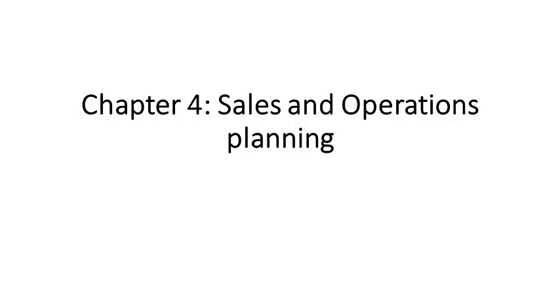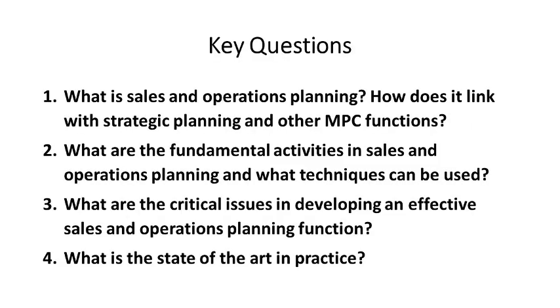Chapter 4, Sales and Operations Planning, S&OP. This chapter covers sales and operations planning. Key questions. 1. What is sales and operations planning? How does it link with strategic planning and other MPC functions? 2. What are the fundamental activities in sales and operations planning and what techniques can be used? 3. What are the critical issues in developing an effective sales and operations planning function? 4. What is the state of the art in practice?